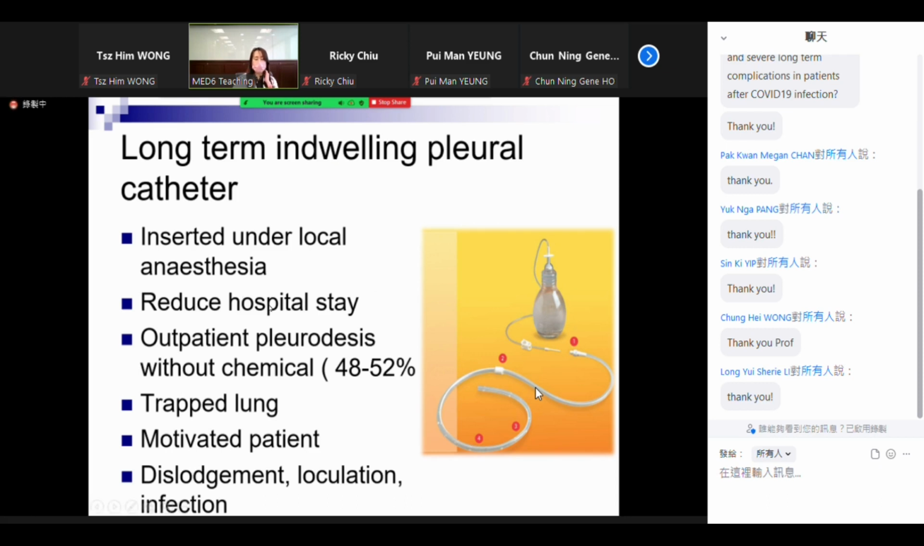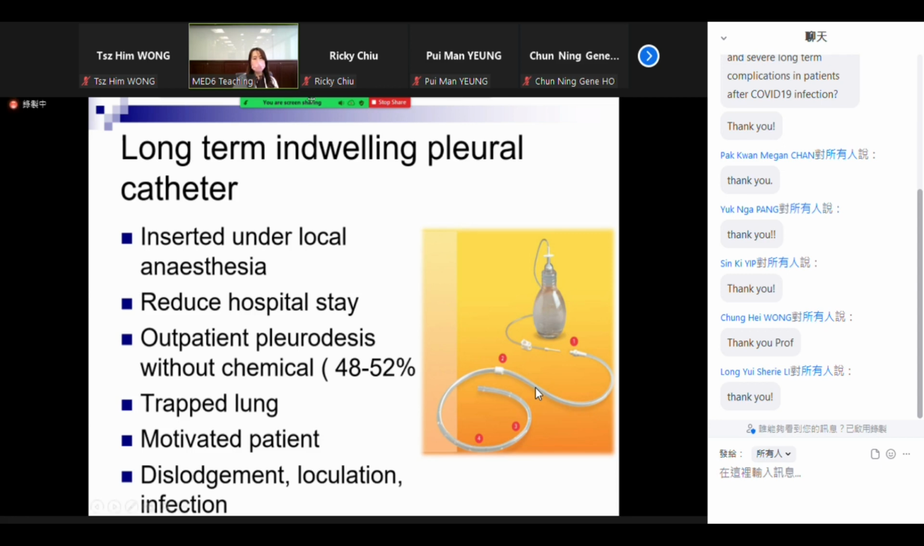The advantage is to reduce hospital stay. So patients do not need to be admitted to hospital if the pleural effusion recurs, and they can drain as an outpatient or even at home. They can also achieve pleurodesis as an outpatient without chemical pleurodesis. That means when we insert the IPC and the patient has regular drainage, then sometimes it will achieve self-pleurodesis without giving any talc pleurodesis.